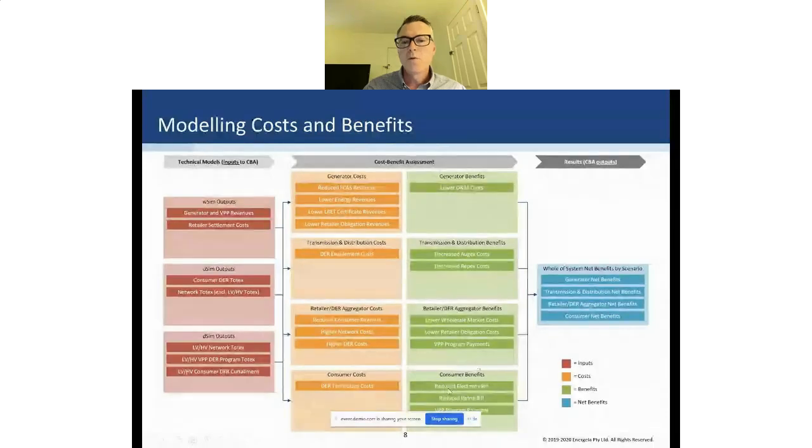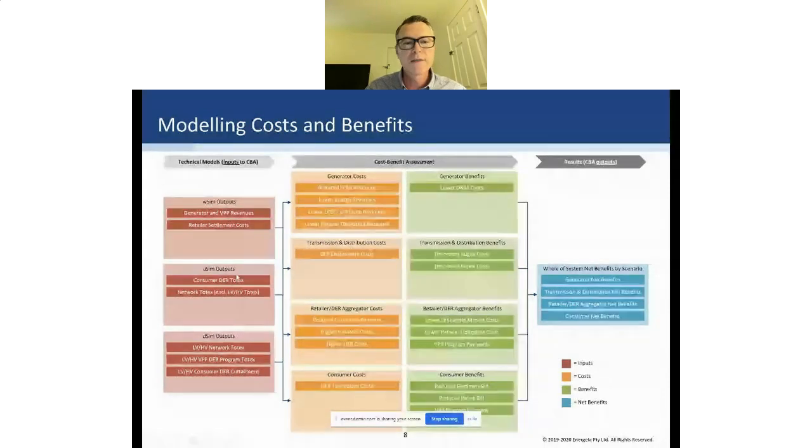And so that's what our three main models do. So we've got WSIM, or Wholesale Market Simulator, which is a combination of a security-constrained economic dispatch engine combined with a capacity expansion capability. And that tells us things like generator revenues and also their costs, but also the amount of and the type of new generation that enters the system. And I'll get onto the specifics in the next slide.